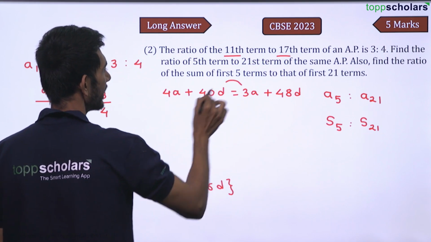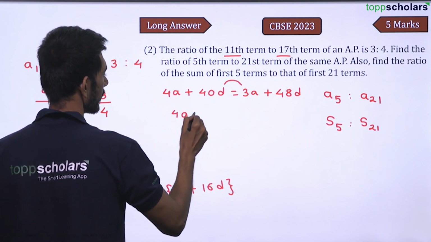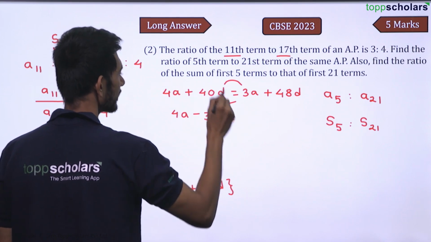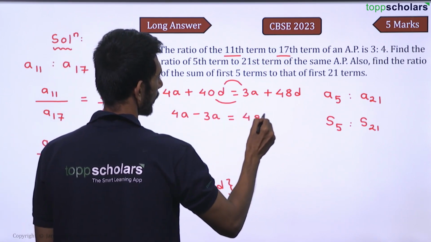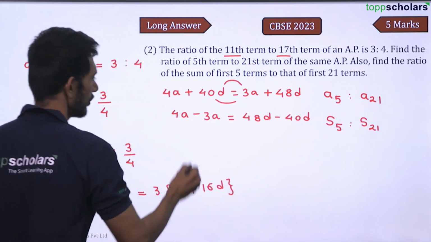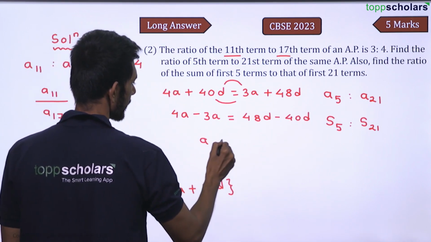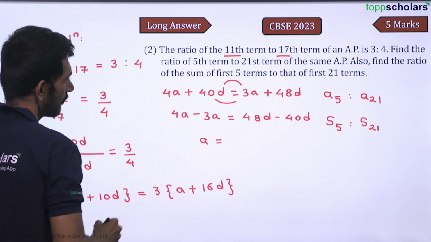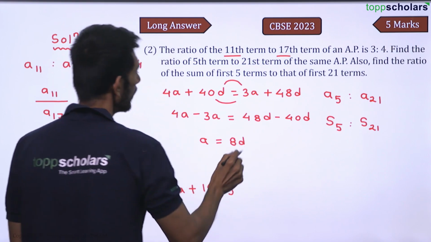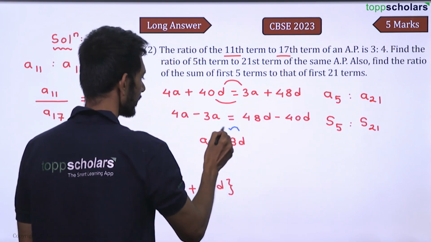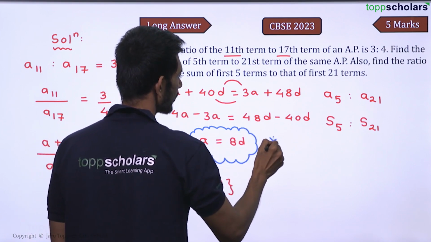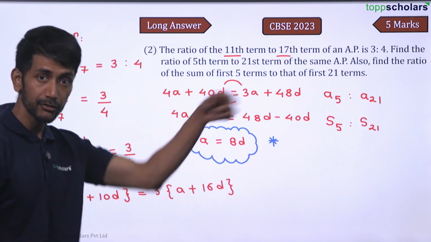Now we can take 3a here. So 4a minus 3a is equal to 48d minus 40d on the other side. So 4a minus 3a is a, which is equal to 48d minus 40d, which is 8d. Basically, we got a relation here, right? That a is 8d. This is a very important relation which is going to help us in solving the question further.